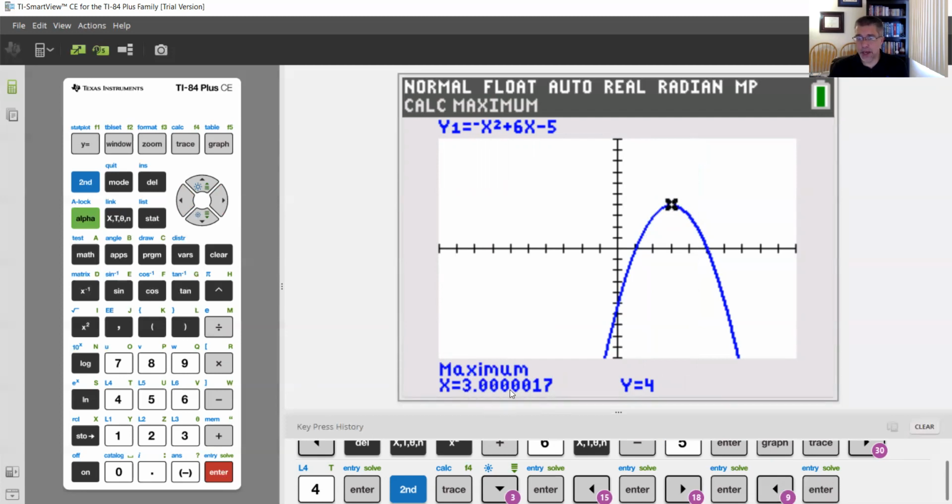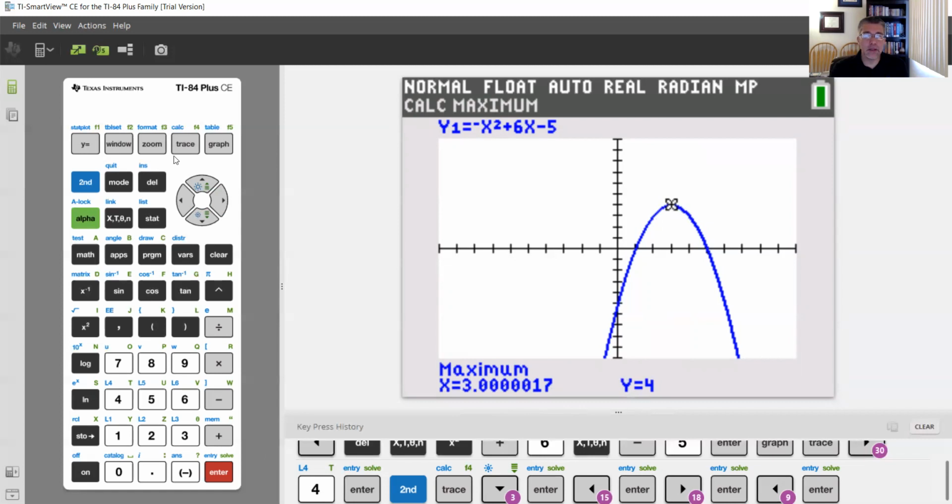Now the calculator has a little bit of error here in the 3, but I can show you that it is actually at 3 in a second. The maximum, when x was equal to 3, was y equal to 4. So the maximum value here is y equals 4 on the graph. And I can verify that by merely hitting the trace key and then hitting 3.